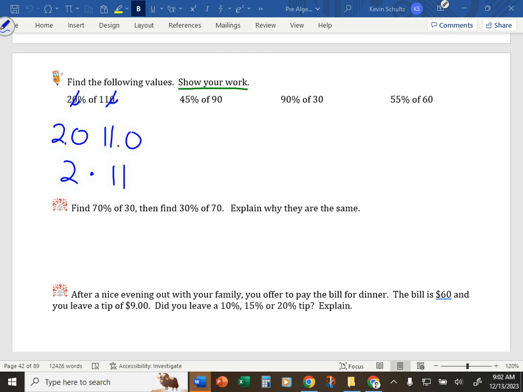Okay, 45% of 90. If you want to try the multiplication method, it does end in a 5, so it's a little bit more complicated. Okay, let's move on. 90% of 30, and then 55% of 60. Whatever method that you use, work must be shown. I don't know how to do that. Don't know how to do what? Like if there's a 5. But again, you don't have to use the multiplication method.